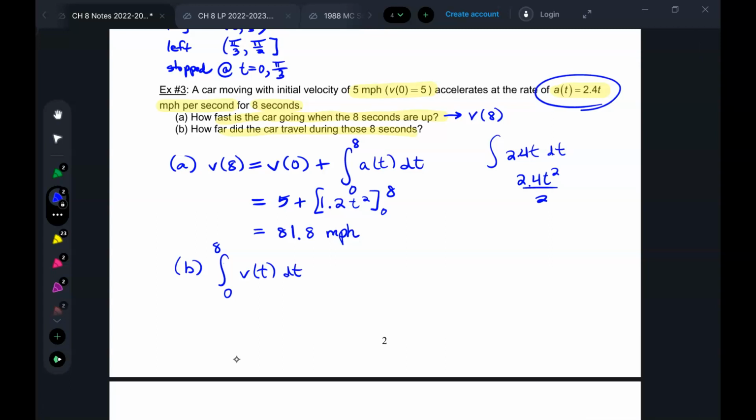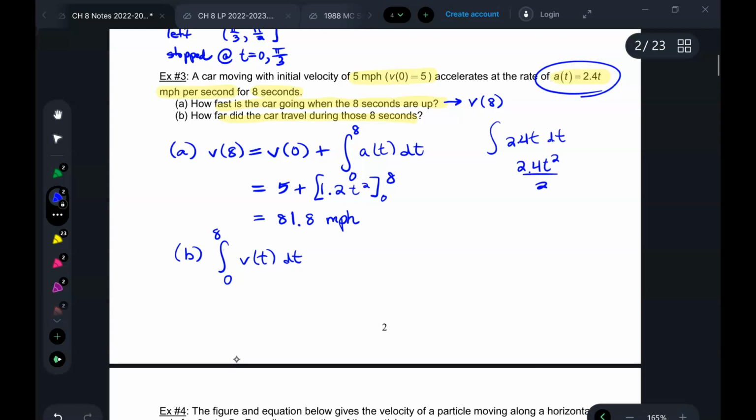We can either change these to represent hours, right? Or we can change it at the end. At the end. How far it went?